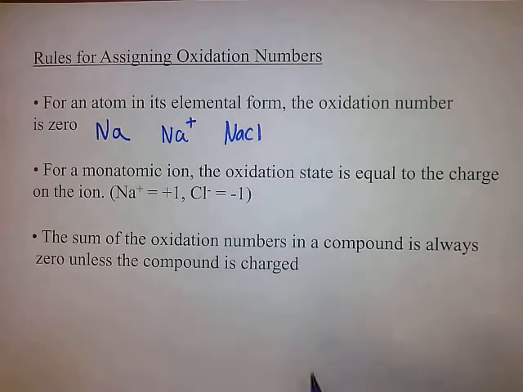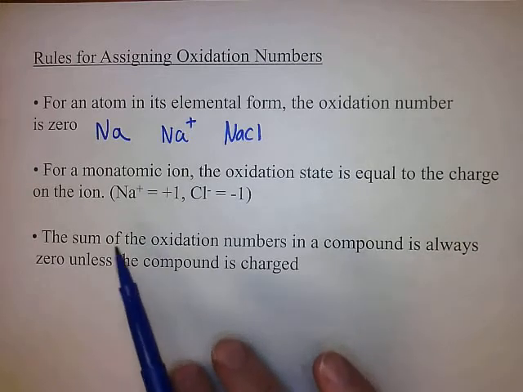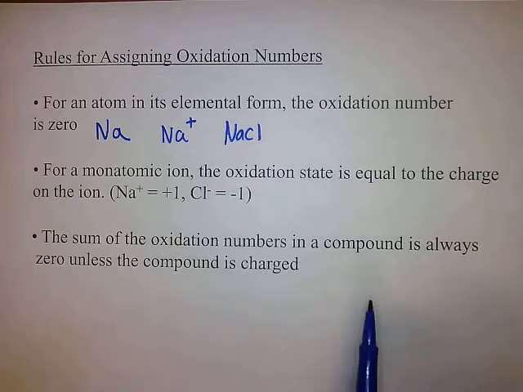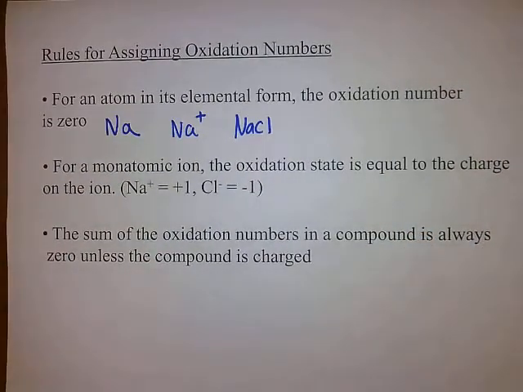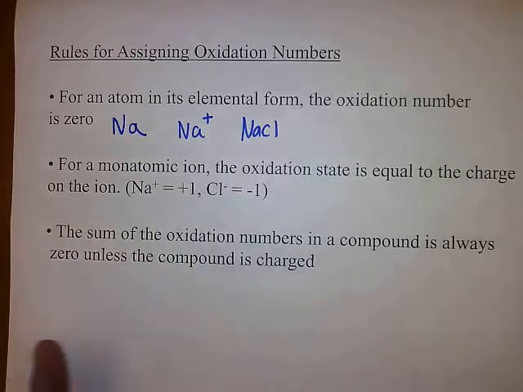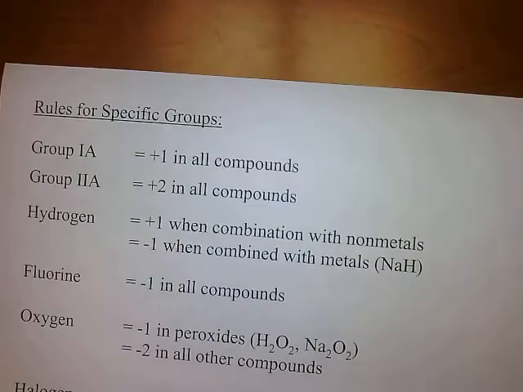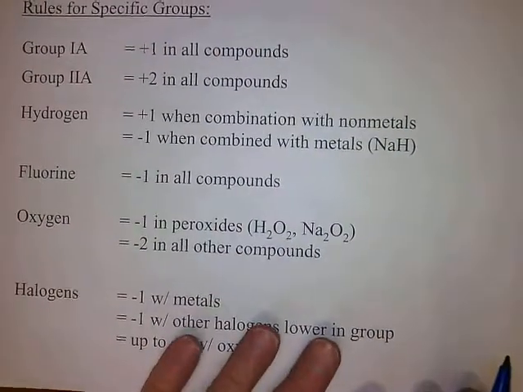Now, if you're dealing with something like a polyatomic ion or molecule, then the sum of the oxidation numbers in the compound is 0 unless the compound is charged. And if the compound is charged, then the sum of the oxidation numbers equals the charge on the molecule. I'll say that again, this is important. If it's charged, the sum of the oxidation numbers equals the charge on the molecule. So there are some rules for assigning oxidation numbers.